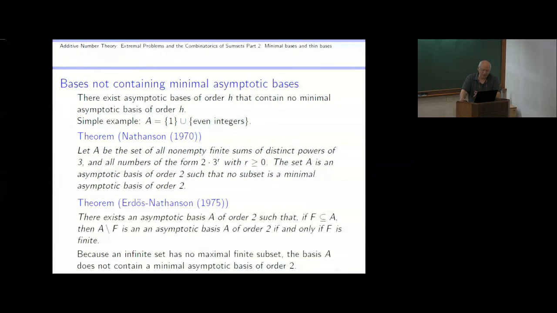But the nicest example was constructed with Erdos a long time ago. It's slightly better than the previous example. It says that there exists an asymptotic basis A of order 2 such that for every subset F of A, if you delete F from A, it is still an asymptotic basis if and only if the set F is finite. So here, any finite set can be deleted. No infinite set can be deleted. And again, because there is no maximal finite subset of an infinite set, this set A, which is constructed, doesn't contain a minimal asymptotic basis.